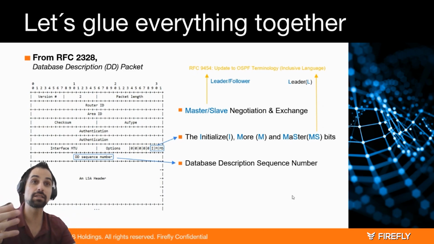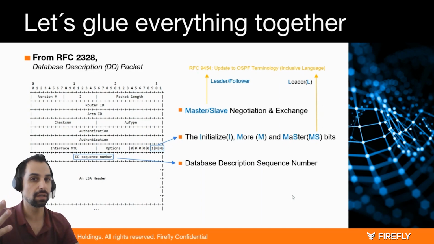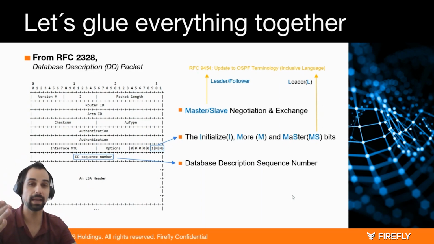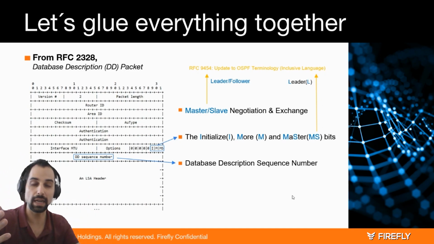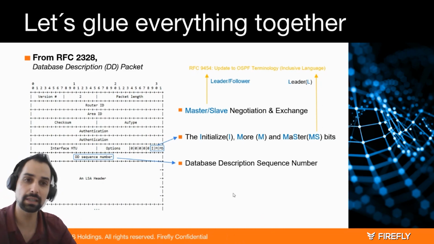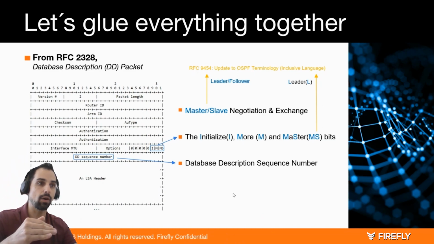That basically means who's going to send the database description packet first, and who's going to receive that information first. So that's the negotiation. And in that database description packet, they are going to say which LSAs, or which routes, they already have in their database at that moment.